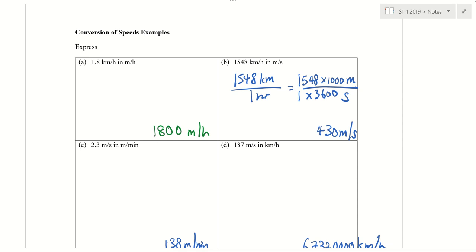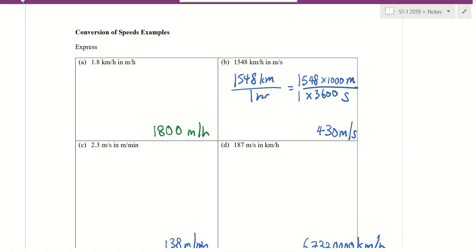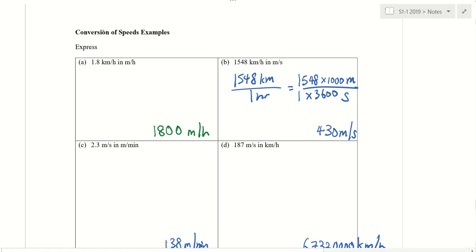So do you get it? 0.43. Can I check with the rest of the class? You get 0.43 meter per second. Hey, hello. Can you press the rest for me now? What do you get? 430. So this is the answer. Who is confused? Oh, okay.